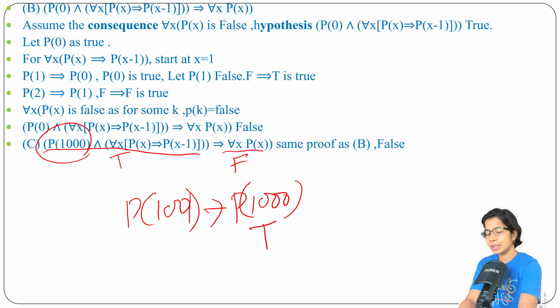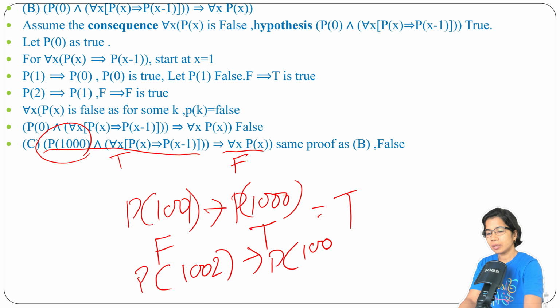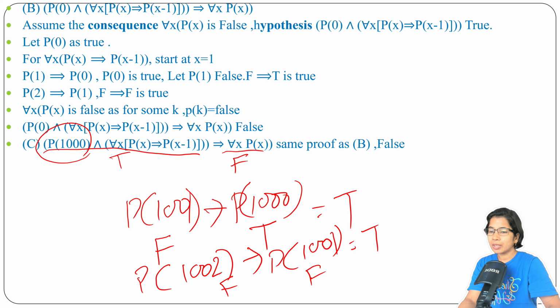This is true, this may be false. False implies true is true. Next, p of 1002 implies p of 1001. So this is false, this is false. Whole implication will be true, right? Hence we found that for all x, p of x is false. There are some k for which p of k is false, as this is false for all x, p of x. If the left side is true, then true implies false is false.